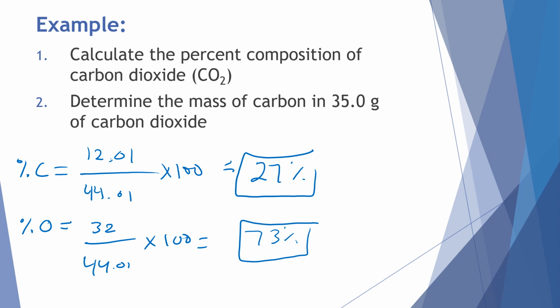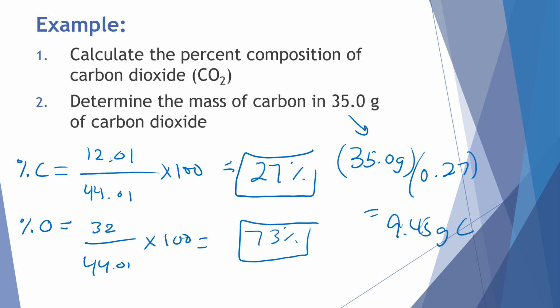So you're going to take, this is number 2, 35.0 grams times the decimal form of your percent. So it would have been 0.27. So 35.0, so 3 sig figs, times 0.27. So 9.45 grams of carbon.